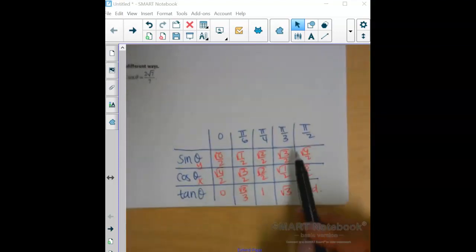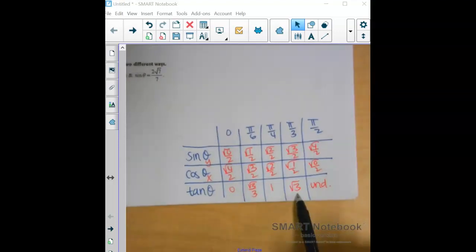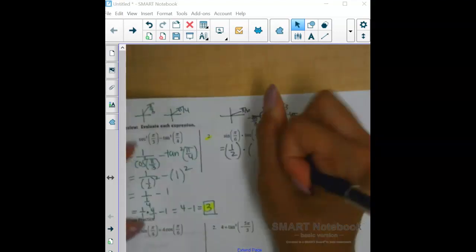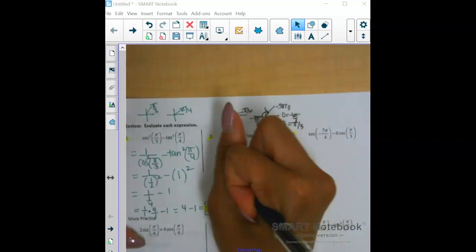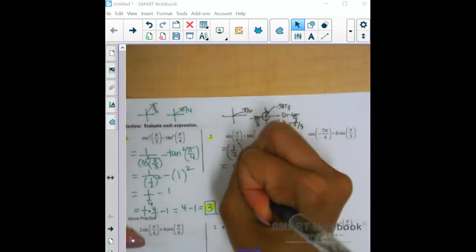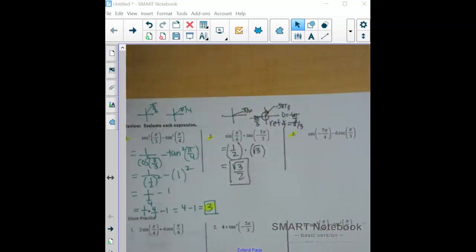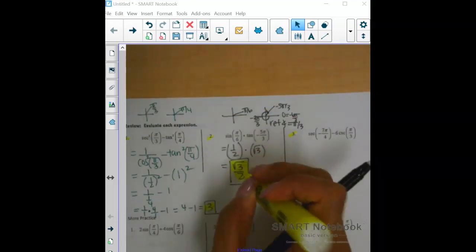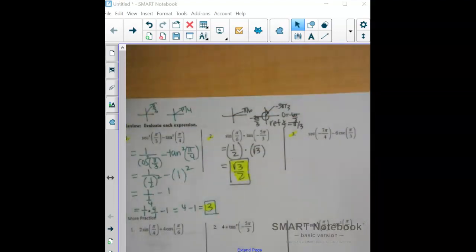So looking at tangent of pi over 3, that's going to be the square root of 3. So we're going to multiply this by the square root of 3. Your answer should have been square root of 3 over 2. Questions or concerns?